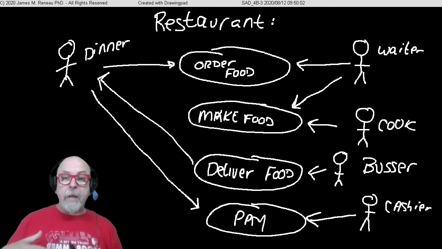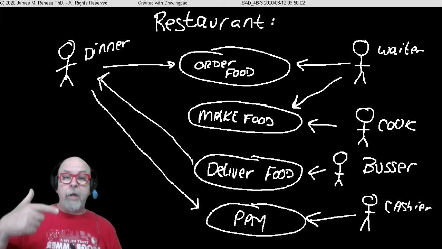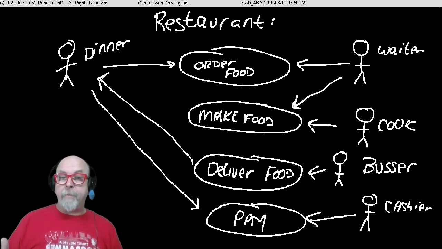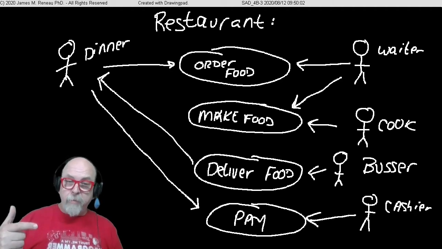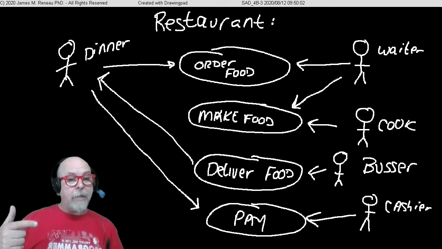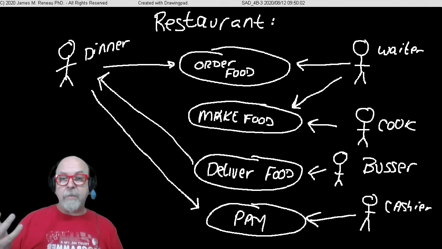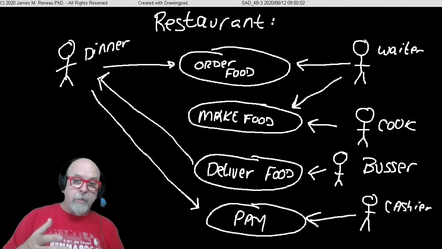The waitress or waiter may also be the cashier, because notice the last use case would be pay. The diner's involved with pay, and the cashier is involved with pay. Could the waiter be the cashier? Yeah, of course. Lots of restaurants, they take your money at the table, but others they don't.